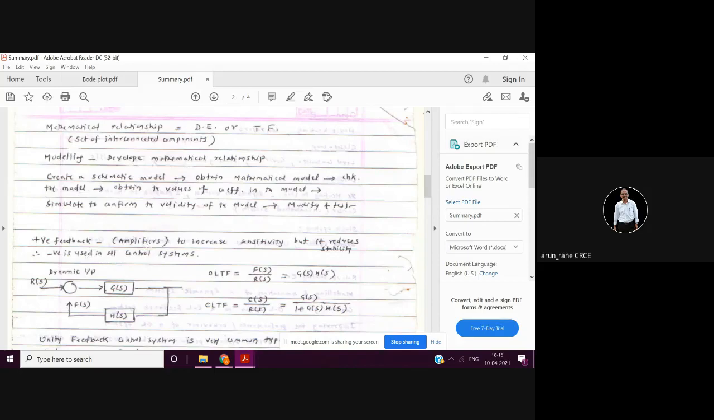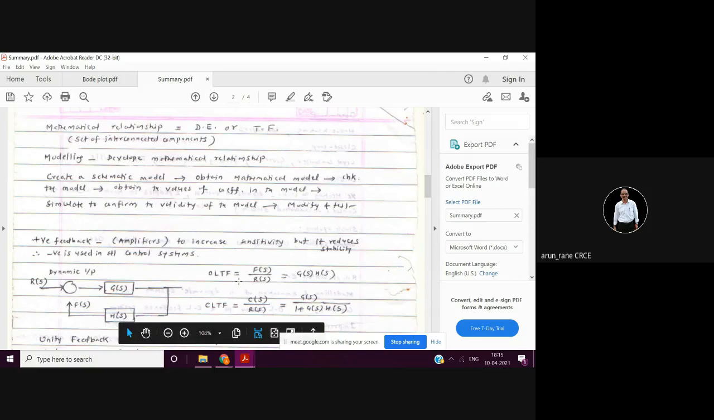Positive feedback is amplified. It increases the sensitivity, but it reduces the stability. Sensitivity means for a small change, it should react faster. And stability means it should come to the stable position immediately. So if you want very good sensitivity, then you have to compromise on stability. Generally, you use negative feedback in all the control systems.